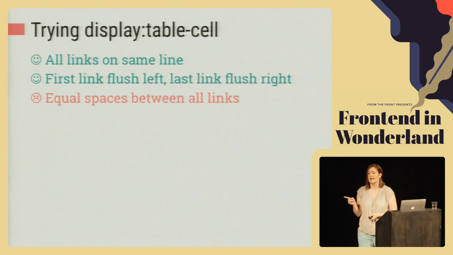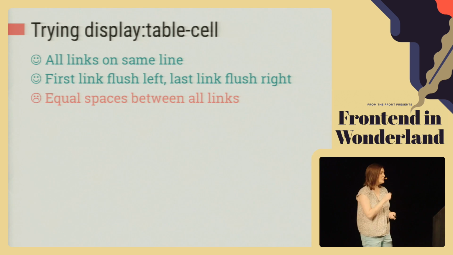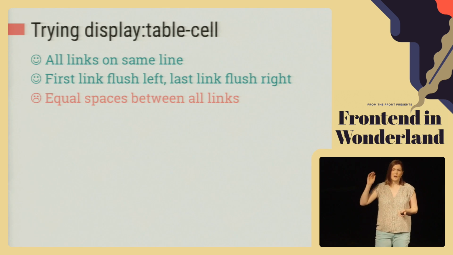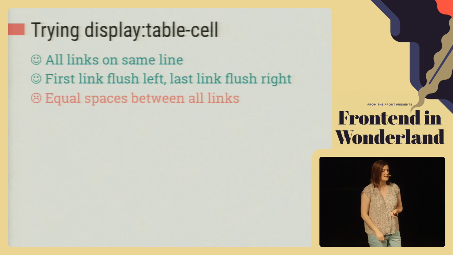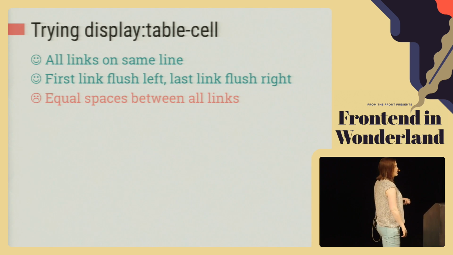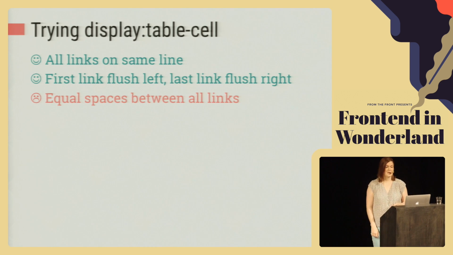If you wanted to make a nav bar like this, you'd probably first turn to display table cell, and you would be able to make the nav full width with the first item all the way to the left, the last item all the way to the right. And if you use table layout fixed, you could even make each link box equal width. But you discover that you could not get equal spacing between the text block of each link.